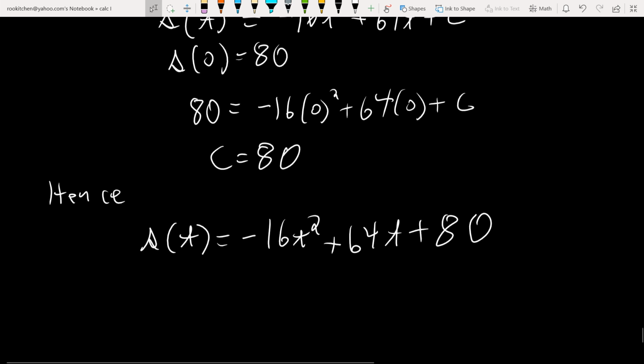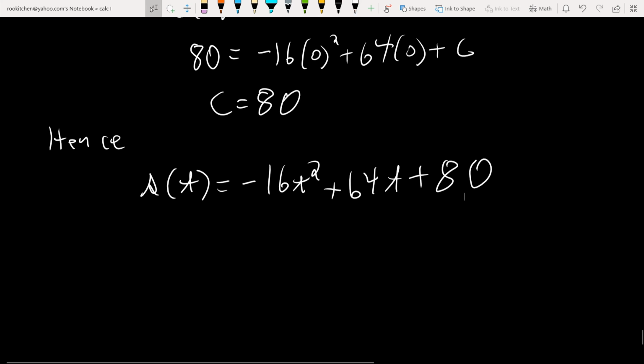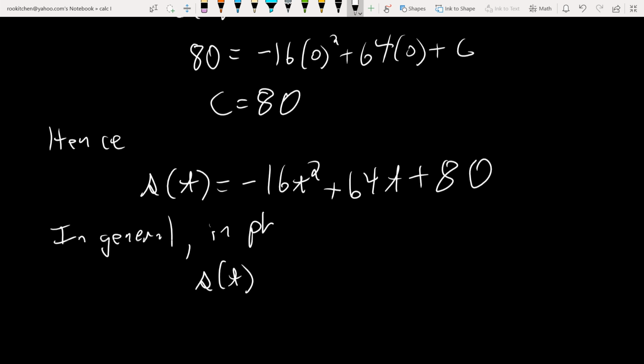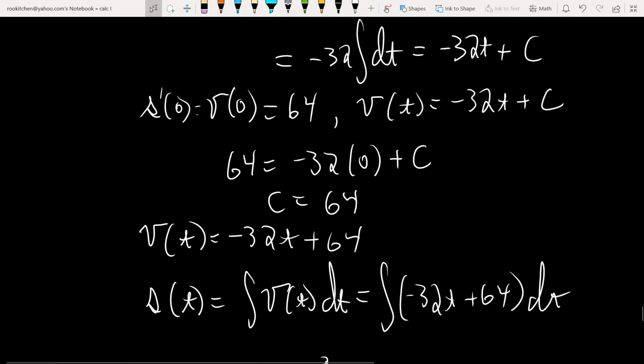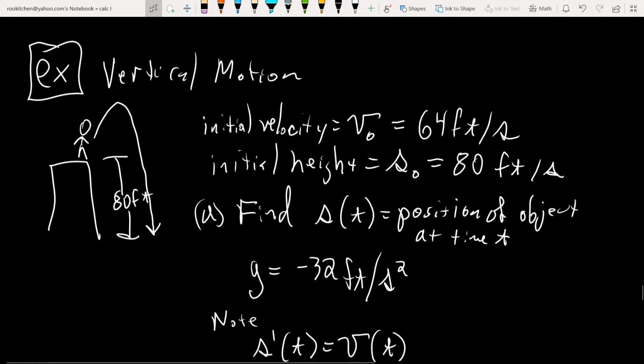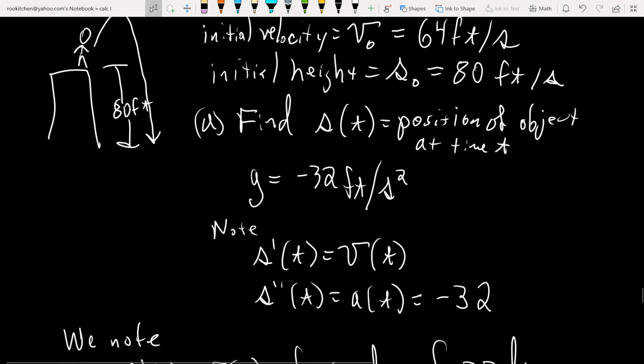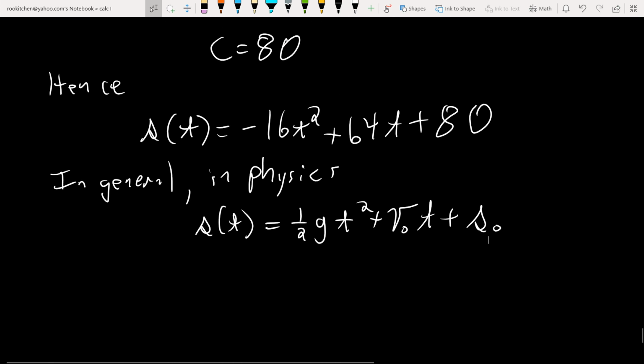Okay, usually in physics, they just give this formula to you. In general, they give you s of t equals 1/2 g t squared plus v sub 0 t plus s sub 0. Okay, so if you're wondering where it comes from, we can now derive it, just given the gravity and the initial conditions, we can find a formula to predict the trajectory of a projectile. Okay, it's pretty sweet.